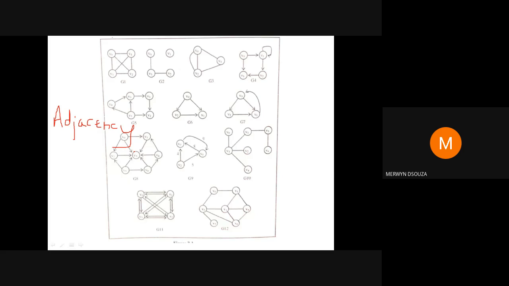For example, in G2, this one, we'll see which are the adjacent vertices. According to the definition, we say two vertices are adjacent if there's an edge from one vertex to the other. There should be a direct edge, no indirect edge. If you compare this vertex V0 with this one, V3, then we say these two are adjacent to each other, because this edge is there connecting them. The name of that edge could be V0 comma V3.